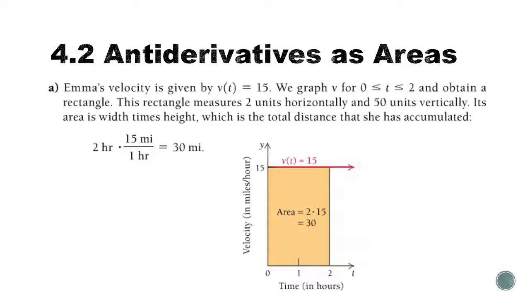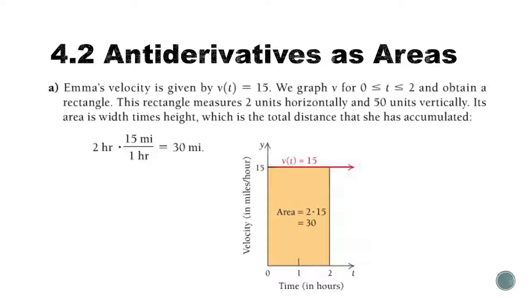Now notice something there. That shaded area is a rectangle. Okay? And it just so happens that the answer you got when you said, well, 15 times 2, 15 miles an hour for 2 hours, is 30. That happens to be the area of that rectangle.